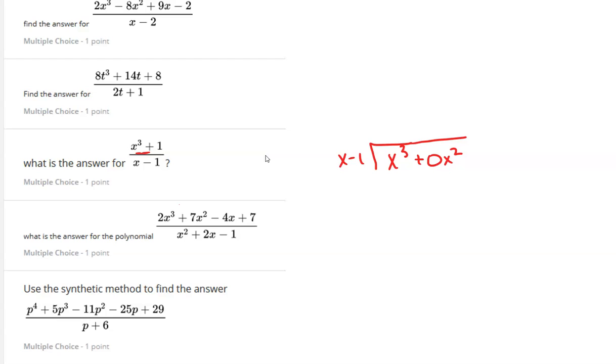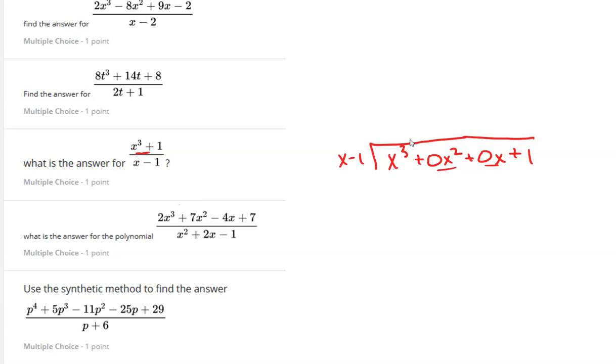And there is no x term either, so I'm going to put plus 0x. And there is a constant at the end, a plus 1. So it's going to end up looking like that. These two right here are what we call placeholders, and you have to have them when you do long division. You have to put a placeholder in so we can do the division properly.